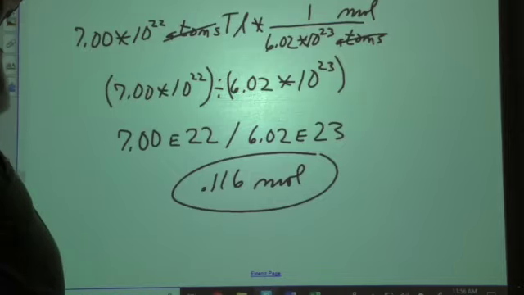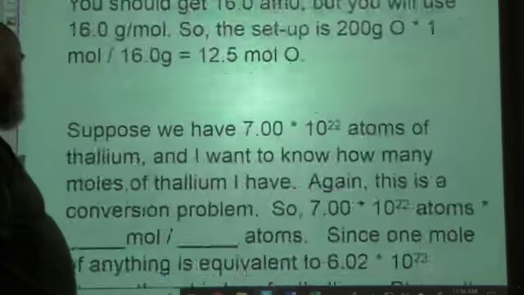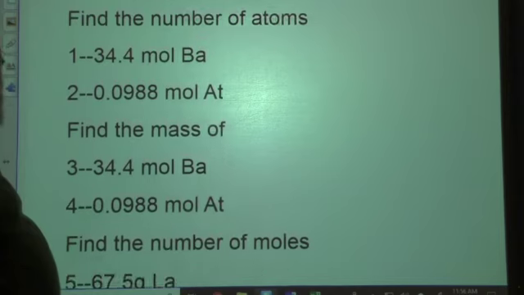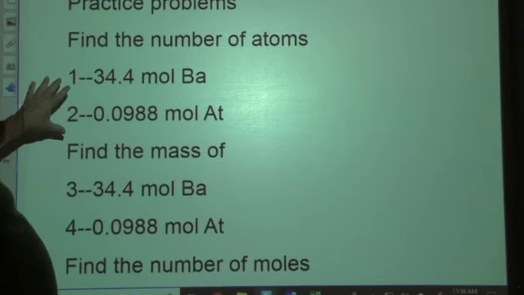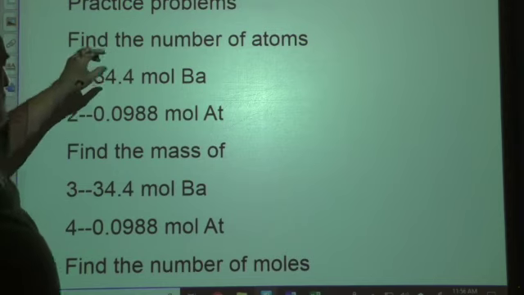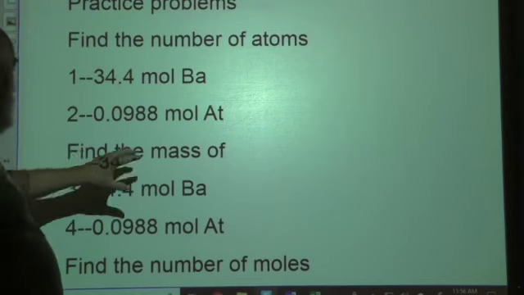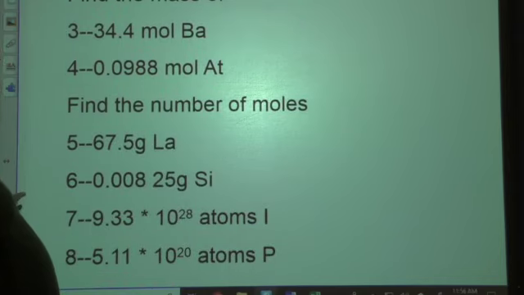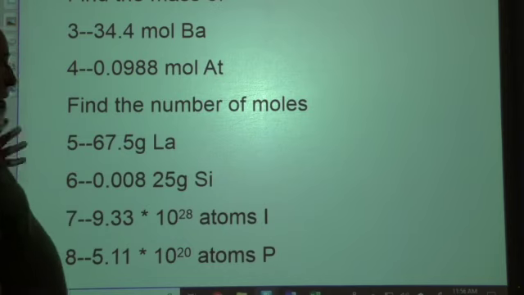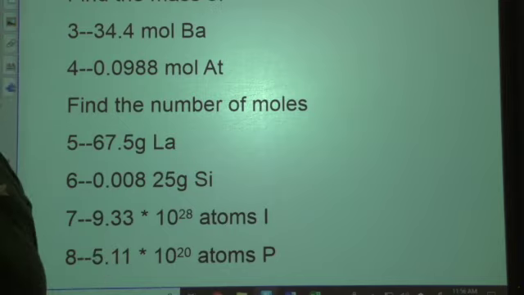So, your practice problems. You got 8 of them. 4 involving changing moles to atoms and moles to grams. And then the last 4 going from grams to moles and then atoms to moles. So we got 2 of every type of problem that we talked about. All right? Good luck.